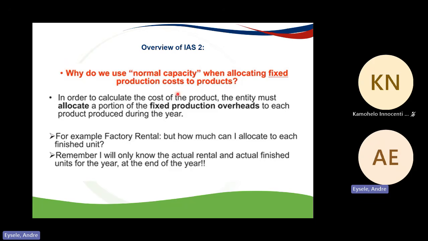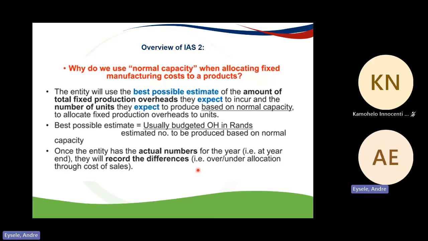In order to calculate the cost of the product, the entity must allocate a portion of the fixed production overheads to each product produced during the year. For example, factory rental, but how much can I allocate to each finished unit? Remember, I will only know the actual rental and actual finished units at the end of the year. So here is the formula for the best possible estimate: usually budgeted overheads in rands divided by the estimated number to be produced based on normal capacity. Once the entity has the actual numbers at the end of the year, they will record the differences as an over or under allocation through cost of sales.